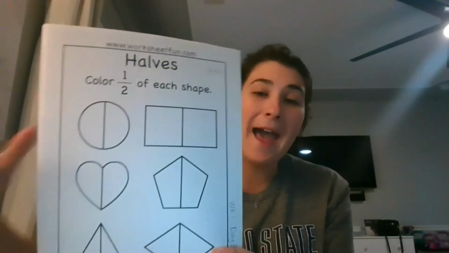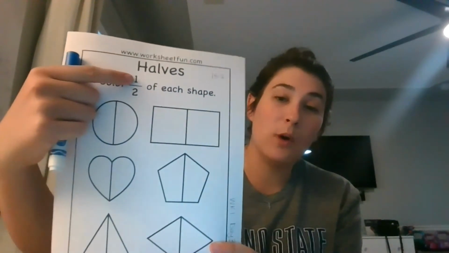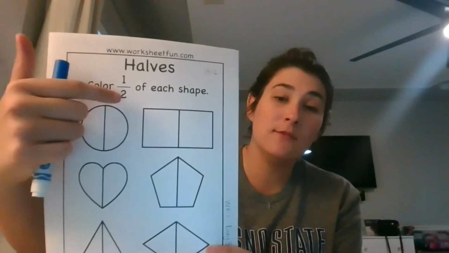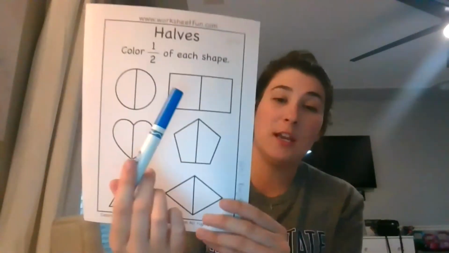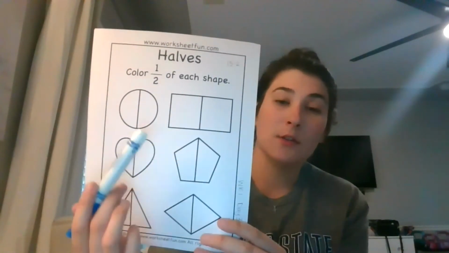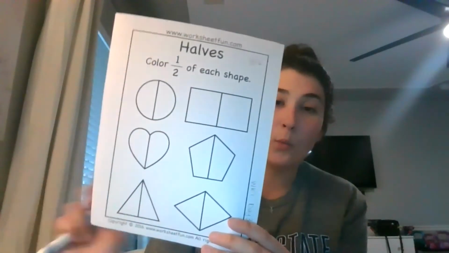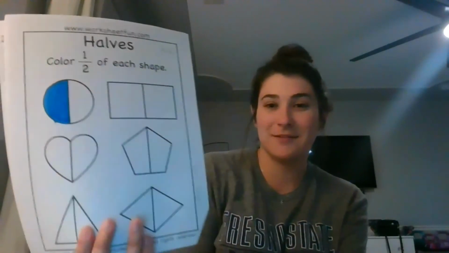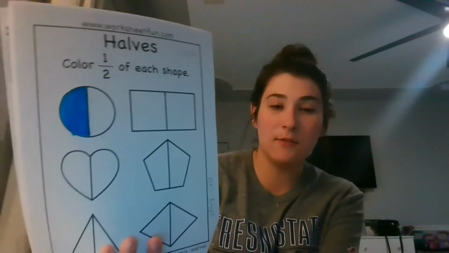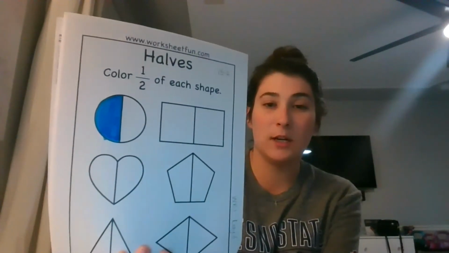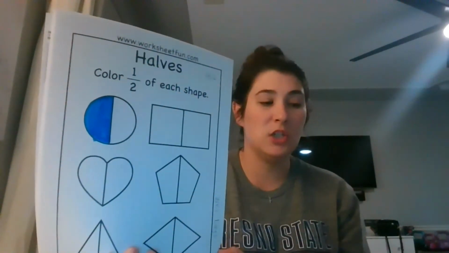So this one says color half. This means half. So it means 1 out of 2. So color 1 out of 2 of each shape. So each shape has 2 and it only wants you to color 1. So if I have this circle here, it has 2 spots or 2 shares. I'm only going to color 1 of those shares. So I'm going to go ahead and color 1. And I am using my blue marker, but you guys can use whatever color you want. That's what's going to make this page fun. Okay, so I colored 1 of the shares out of 2 shares, and it wanted me to color 1 of 2 shares.